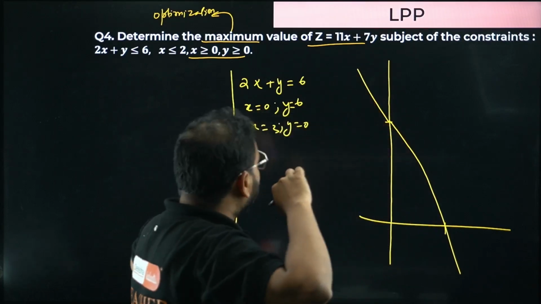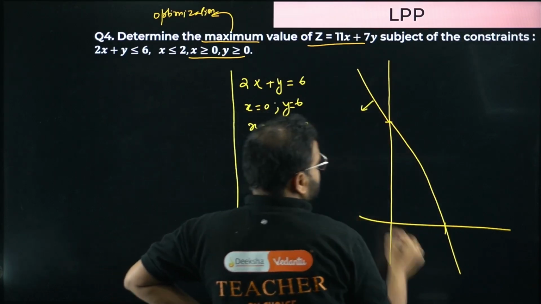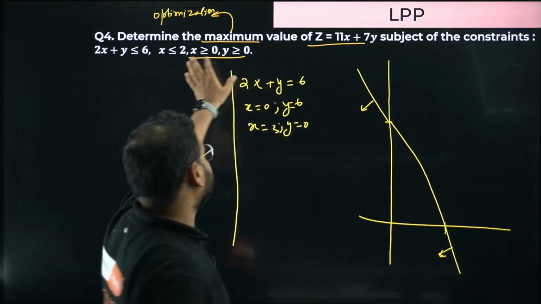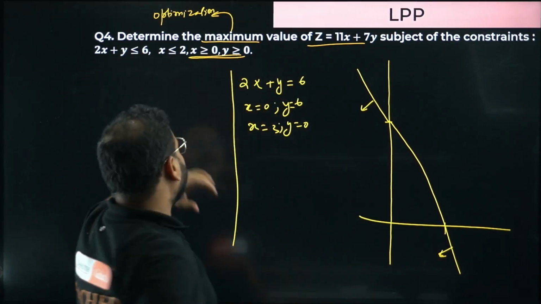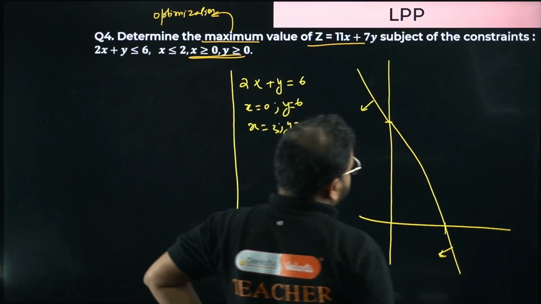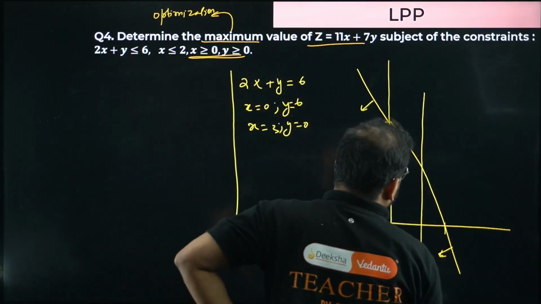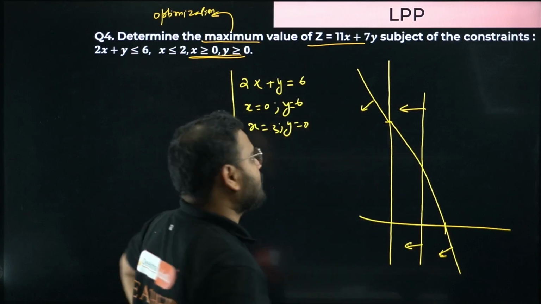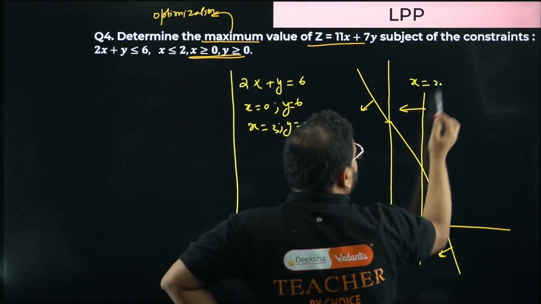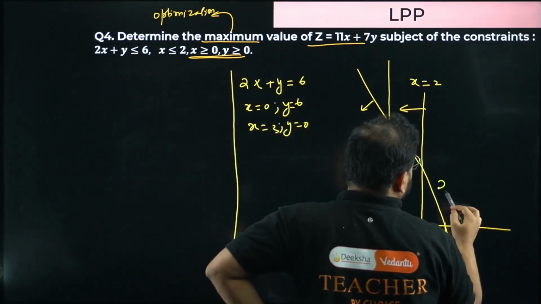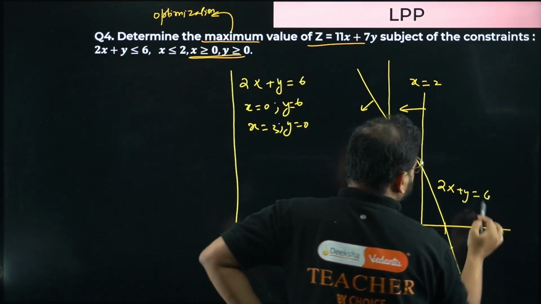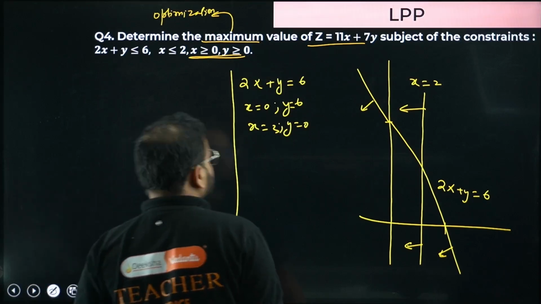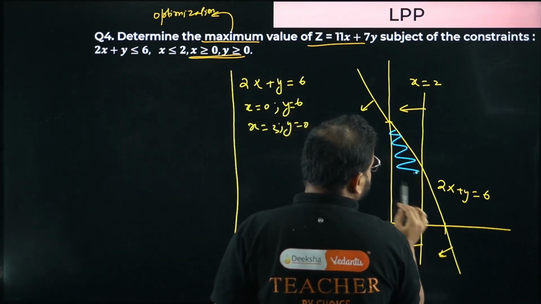We're looking for less than, which means we'll go below this line towards the origin. Non-negative constraints mean we stay only in the first quadrant. What else now? x less than 2, so make the x equals 2 line. Behind this line. x less than 2 is over here only. This is the x equals 2 line. Now what line is this? It is going to be 2x plus y equals 6. What is the required area now? Can you see this? This is my feasible region.